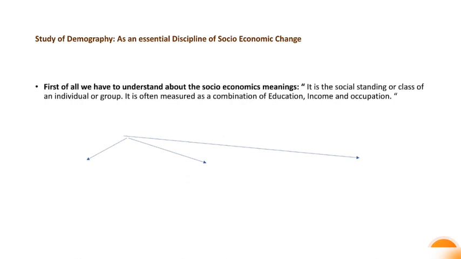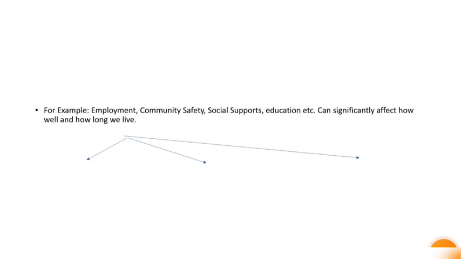It's called the socio-economic status of a particular person in demographic study, which is based on the combination of education, income, occupation, etc. Now for example, the main categories are employment, community safety, social support, education, etc., which can significantly affect how well and how long we live with the help of these types of facilities.